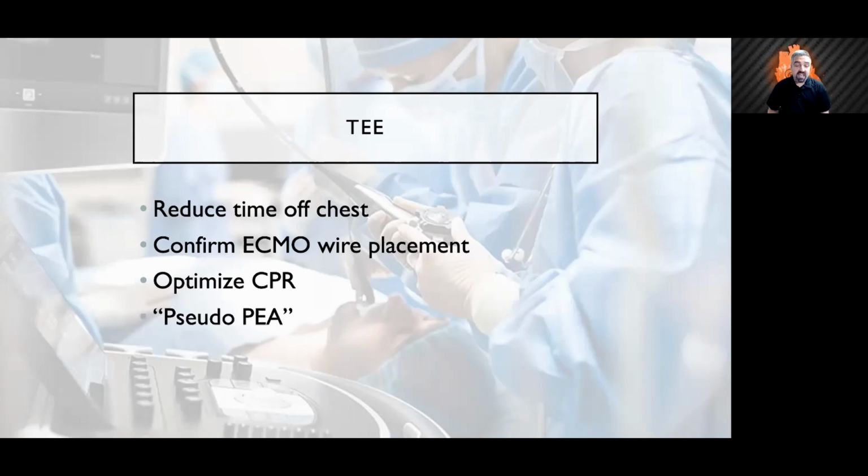Both TTE and TEE also allow us to recognize rapidly and treat this idea of pseudo-PEA, being that we may see that the heart is contracting, but we may not be able to feel a pulse because we're really bad at feeling pulses. And so instead of continuing to focus on CPR and other things, we can focus on supporting the blood pressure, trying to increase the cardiac output, and regaining pulses that way, and potentially stopping CPR, because if the ventricle is contracting, adding chest compressions isn't really doing anything. Because again, those pulses that we're feeling during chest compressions are actually retrograde flow through the veins.